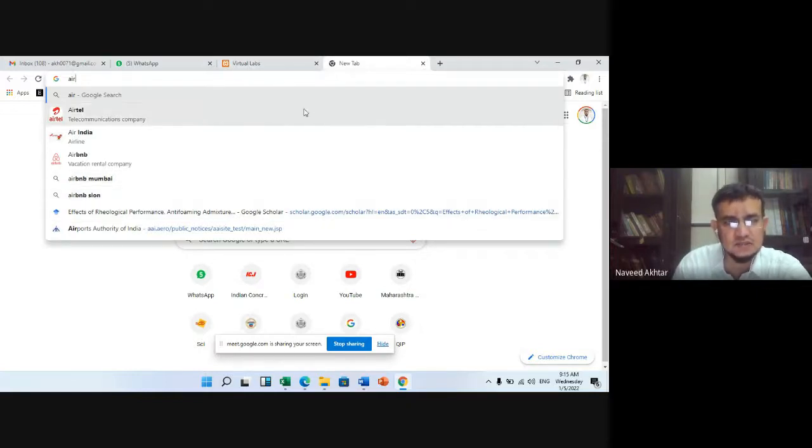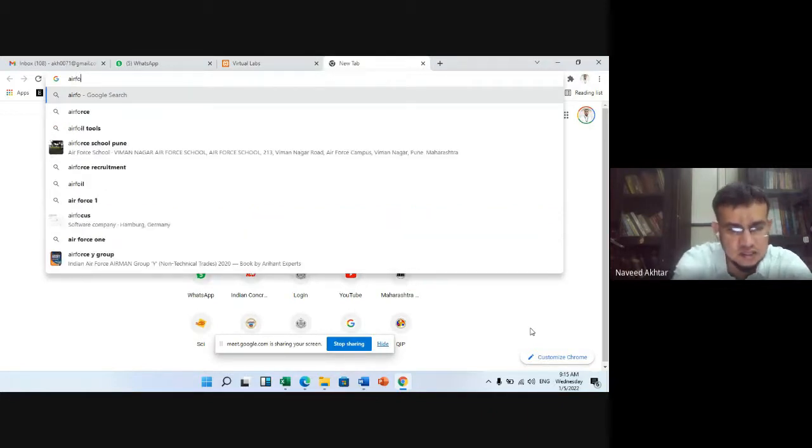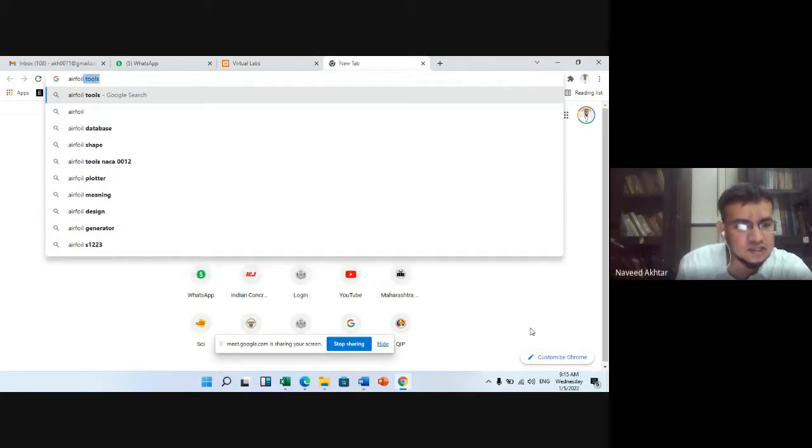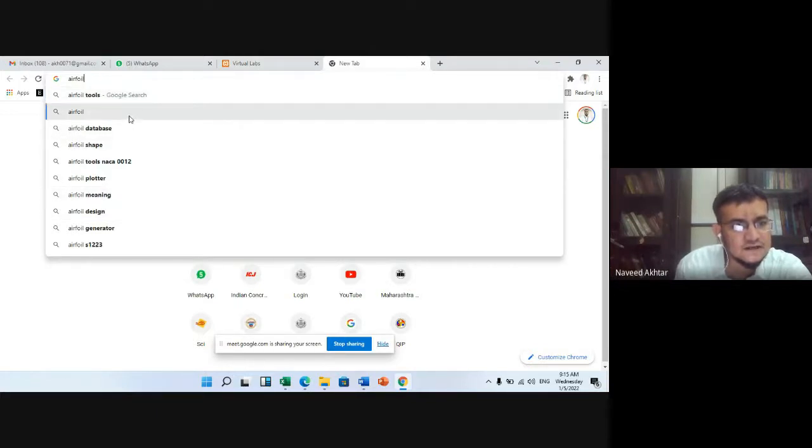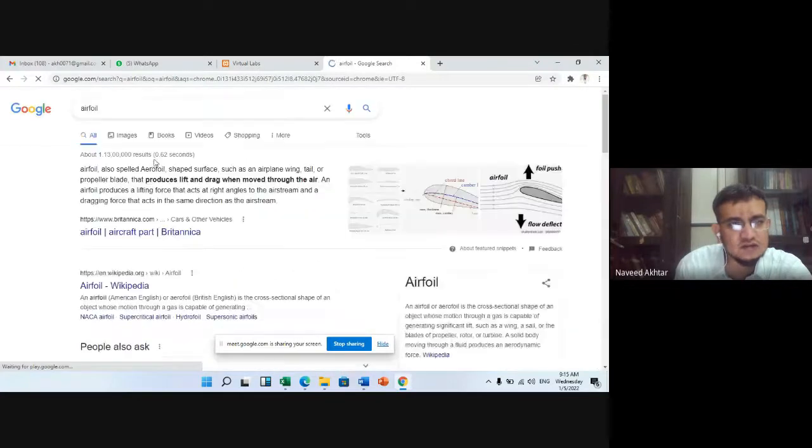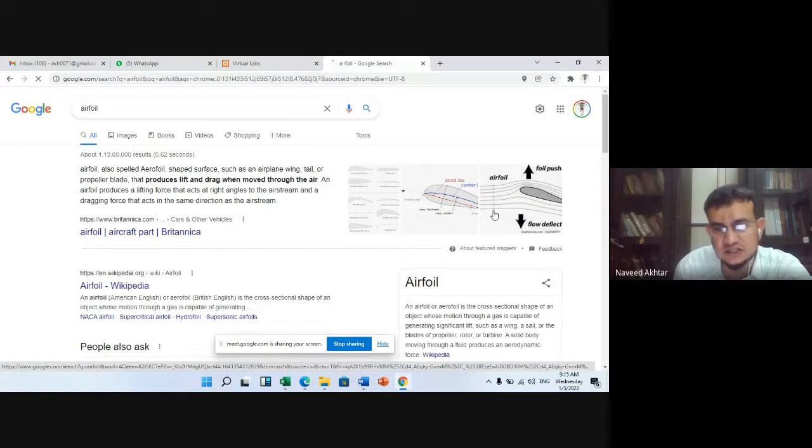There is a pressure difference and that's why the velocity is changing. So that is nothing but an atomizer. So airfoil, okay. Aerofoil also it is called sometimes. So you can say this is the airfoil.